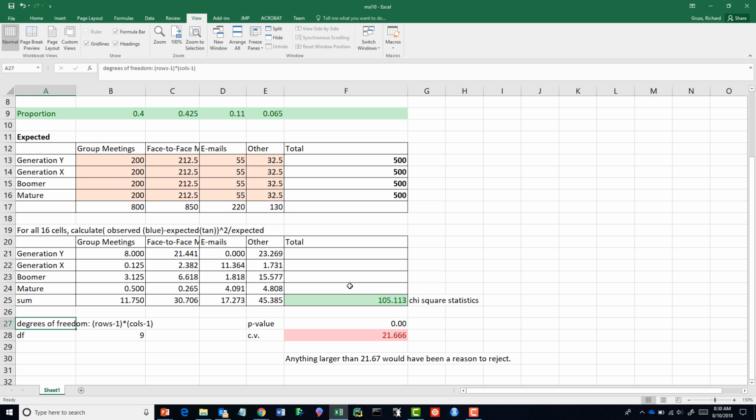Now, in our case, we had 2 rows and 2 columns, and so we just had 1 degree of freedom. Now, the reason for that was because you calculate your degrees of freedom in a chi-square test as rows minus 1 times columns minus 1.